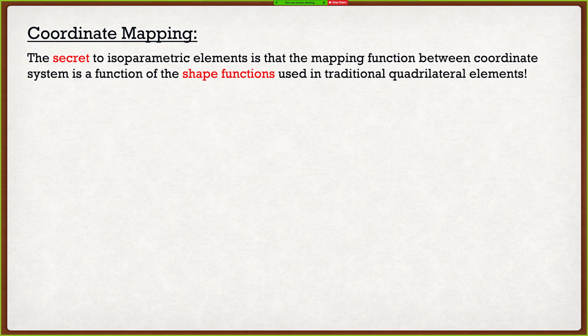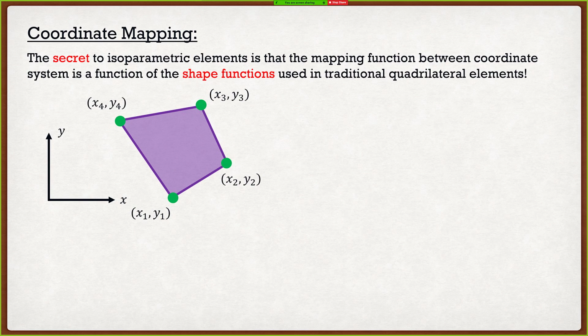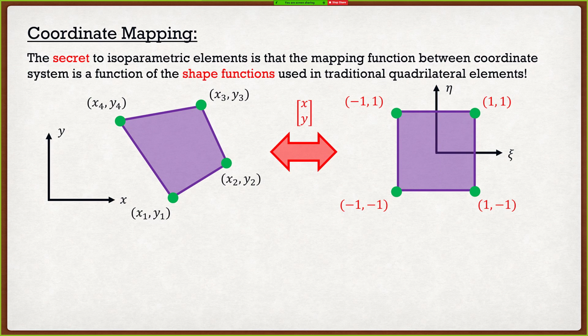So don't tell anyone the secret, but here's the secret right here: the mapping function between the coordinate systems, if I want to go from the global to the natural, or the natural to the global, is actually just based on the shape functions that we used in our traditional elements. Last lecture, in our theoretical solid elements, we found out what those shape functions are. Well, those same shape functions are going to be used now to discuss the coordinate mapping. So let's say that I had that element here. In the global coordinate system, it has the coordinates x1, y1, x2, y2, etc. And I want to go over to the natural coordinate system.